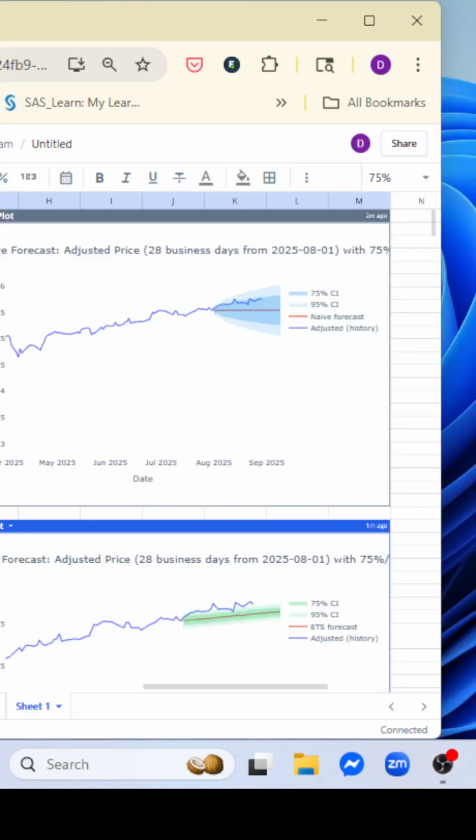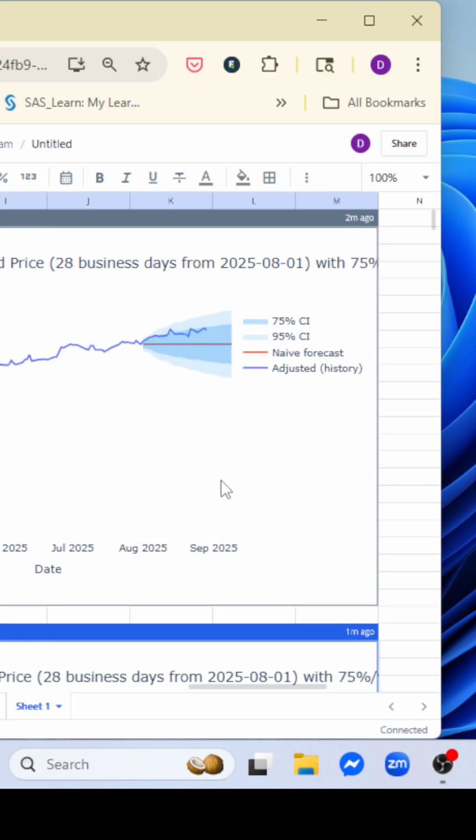Tonight we did a little forecasting. We're comparing the 20-day forecast for the adjusted closing price to the actual adjusted closing price. In other words, we tried to forecast the adjusted closing price for the next 28 days, and we're comparing that to the actual historic data.